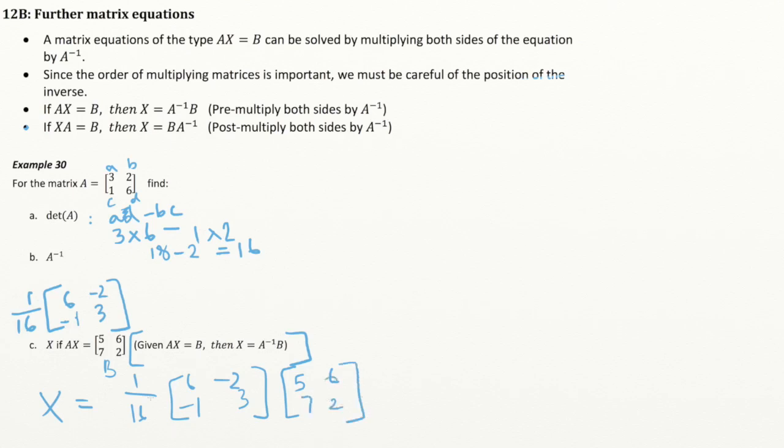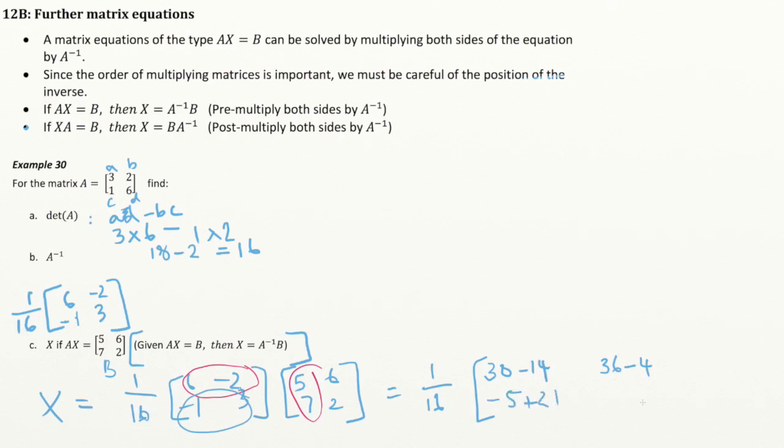And now all you have to do is go on with your multiplication. I'm going to multiply the determinant in at the end. So for now, we're just going to do our row by column idea. So row 1, column 1. I've done multiplication quite a few times now, so I'm really just going to run through it as quickly as I possibly can. 6 times 5 minus 14. Row 1, column 2, that's going to be 36 minus 4. Row 2, column 1, that's going to be negative 1 times 5, so that's negative 5 plus 21. And row 2, column 2 is going to be negative 6 plus 6. So work that out. That's going to be 16, 32, 16, and 0.